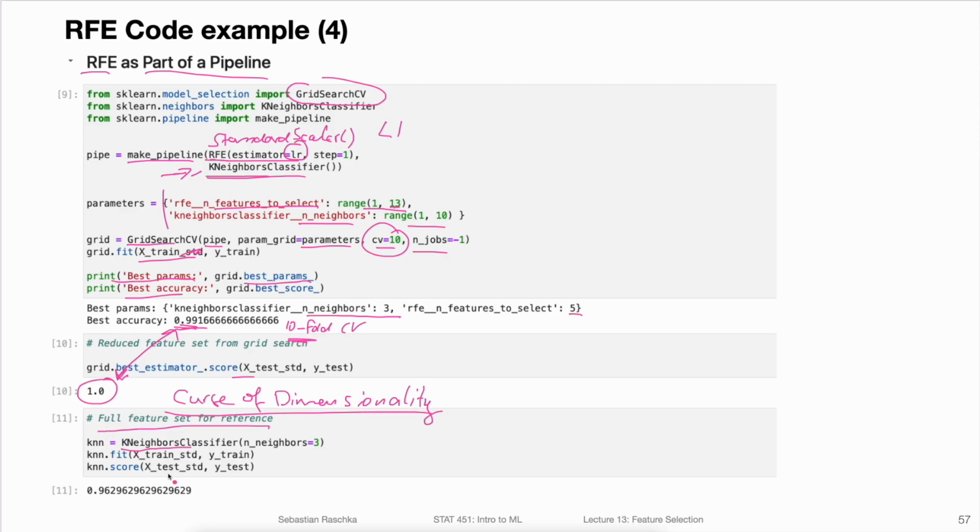So if we use the full feature set here and train a KNN model on the full feature set with 3 neighbors, and then look at the test performance, we get only 96% compared to the 100 here. So in that case, feature selection is actually good. Okay, so this was an example of recursive feature elimination in scikit-learn.